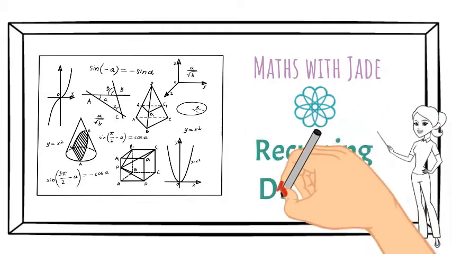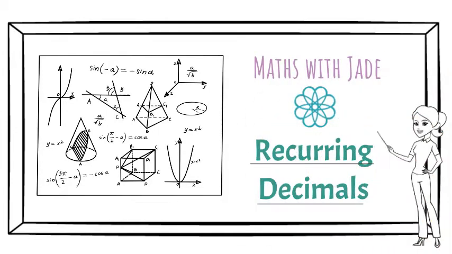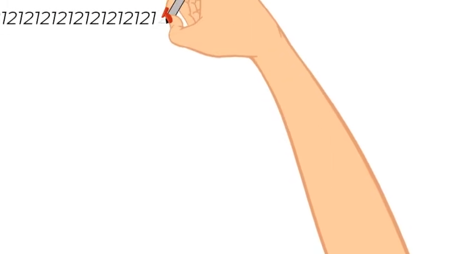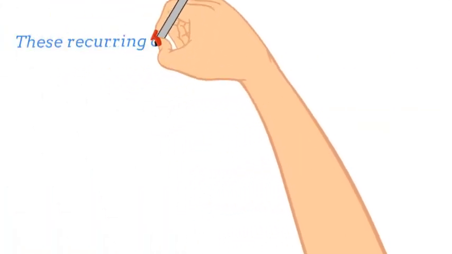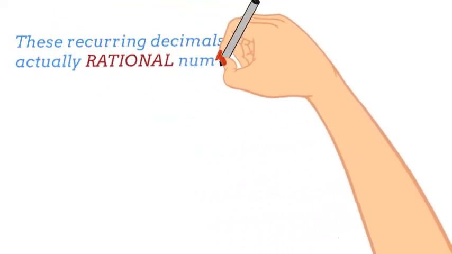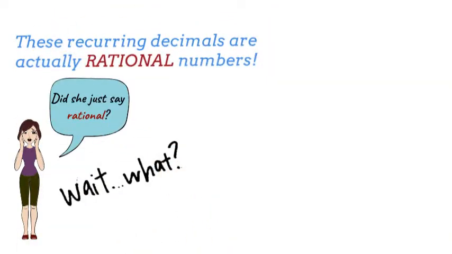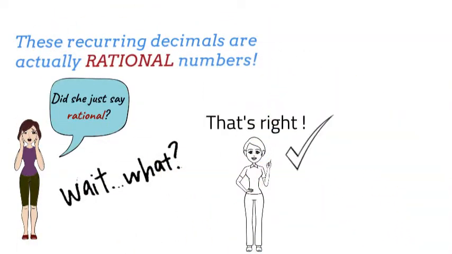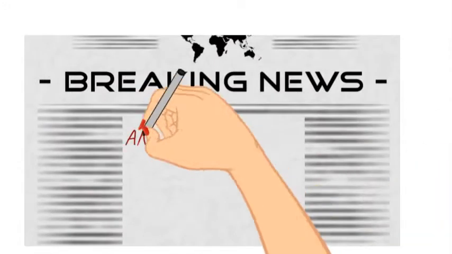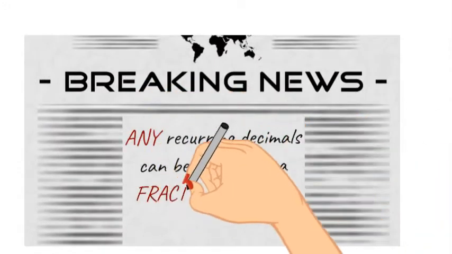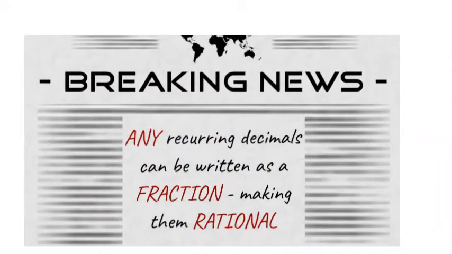And in today's video, we'll be looking at recurring decimals. A recurring decimal is any decimal that repeats and goes on forever and ever. These recurring decimals are actually rational numbers. That's right, rational numbers. And that's because any recurring decimal can be written as a fraction, making them rational by definition.